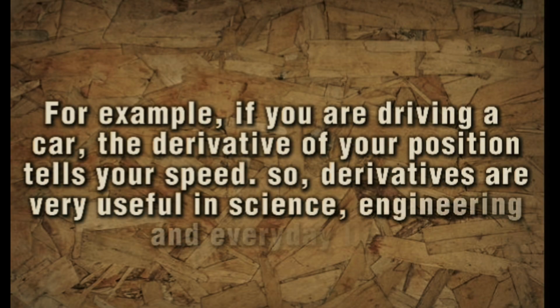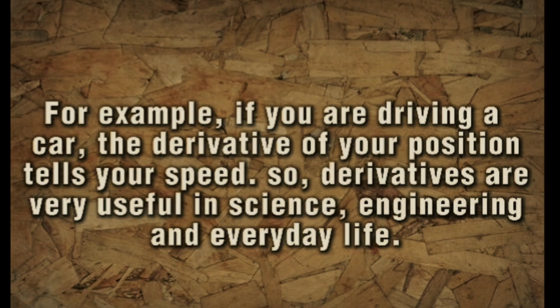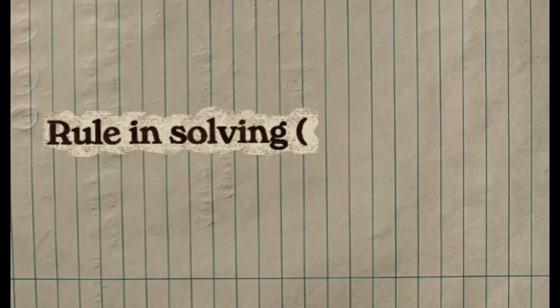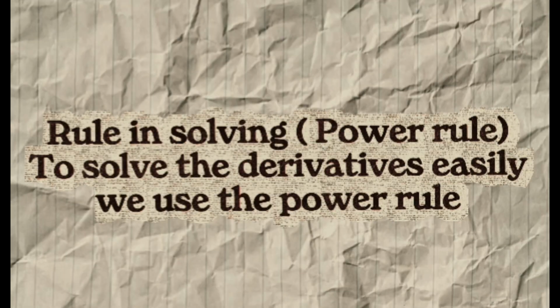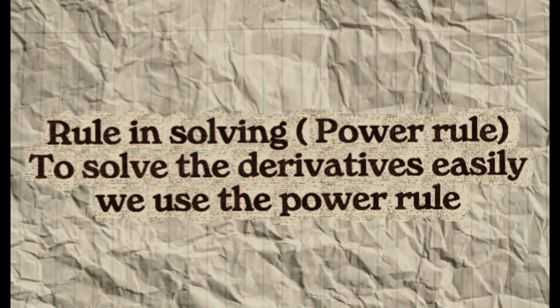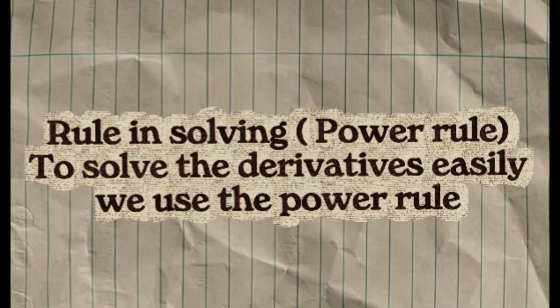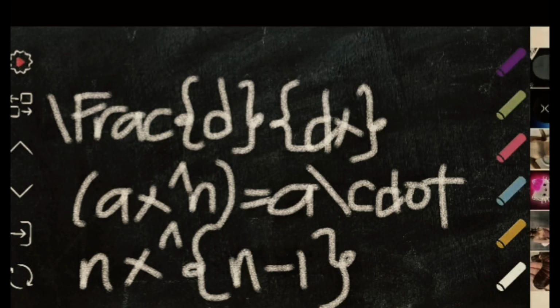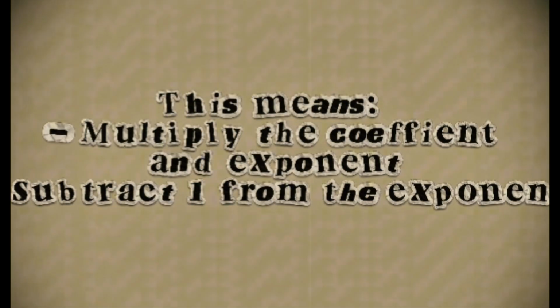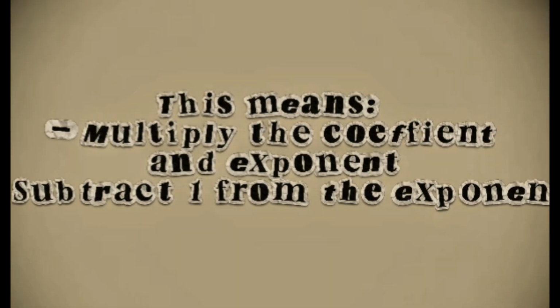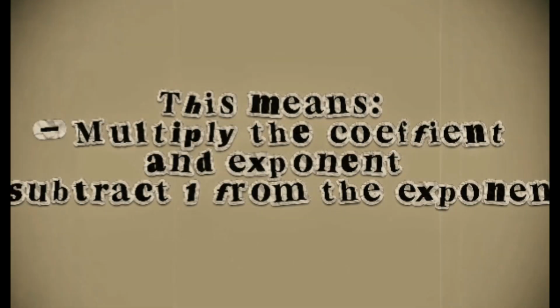For example, if you are driving a car, the derivative of your position tells your speed. So, derivatives are very useful in science, engineering, and everyday life. And of course, we have a rule in solving. To solve derivatives easily, we use the power rule. I'm going to show you the rule of solving. This means multiply the coefficient and the exponent. Subtract 1 from the exponent.